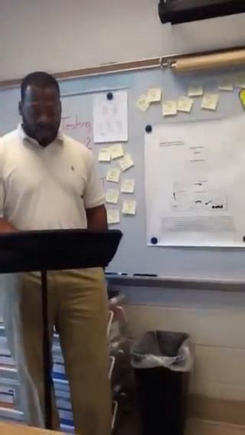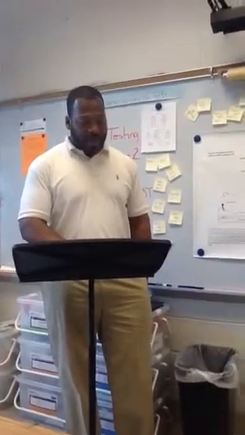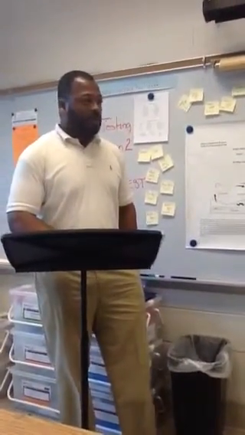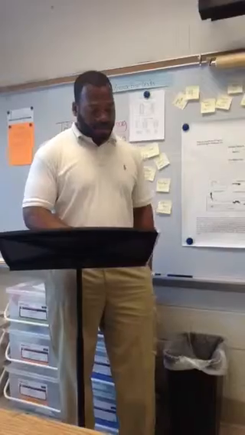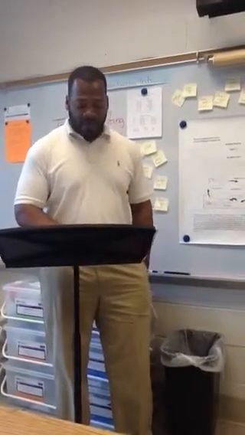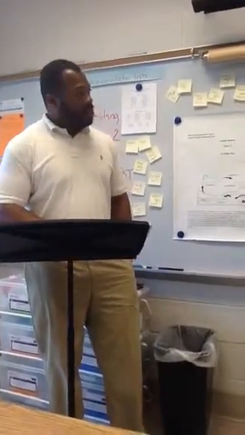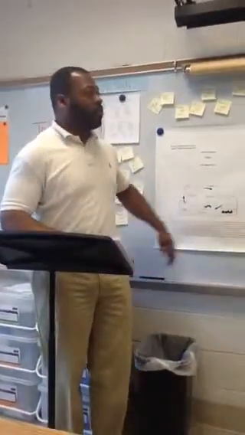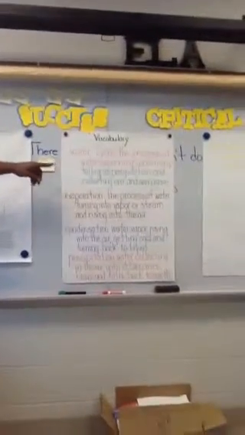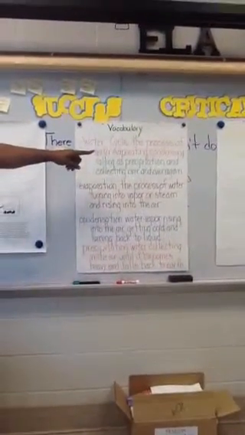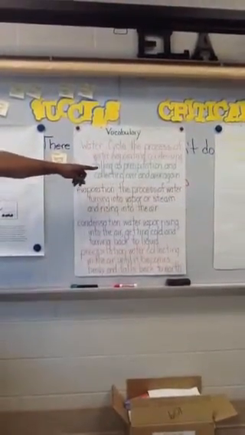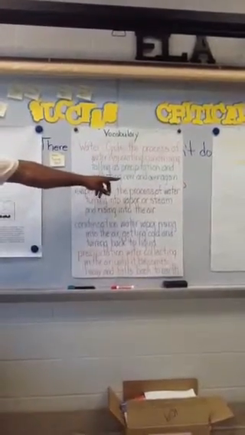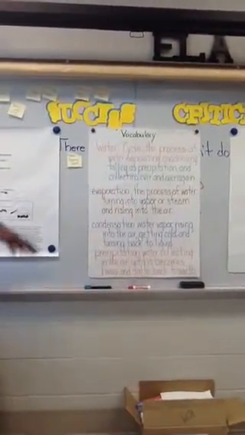The water cycle is the process of water evaporating, condensing, falling as precipitation, and collecting over and over again. I'll read it again, then you'll read it. The water cycle, the process of water evaporating, condensing, falling as precipitation, and collecting over and over again. What's the water cycle? The process of water evaporating, condensing, falling as precipitation, and collecting over and over again. Good job.